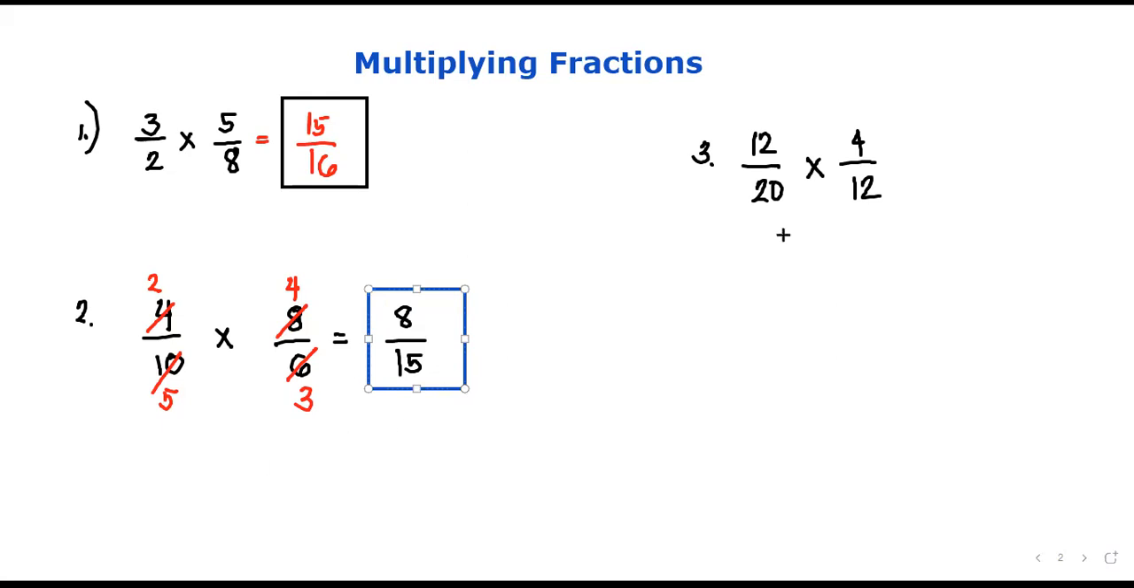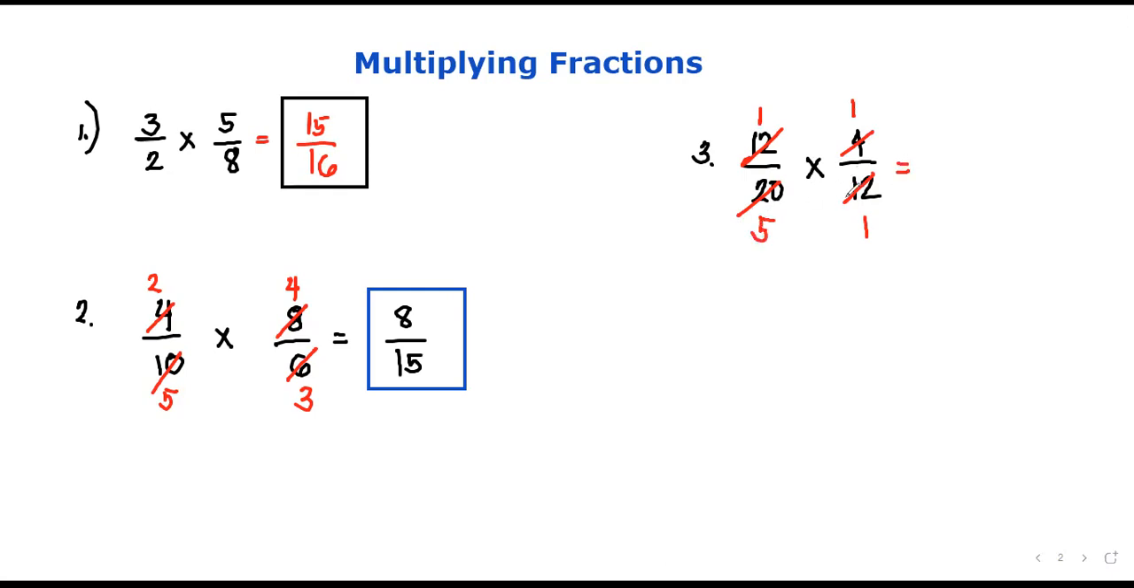Next, for the last example of this set, we have for number 3, 12 over 20 times 4 twelfths. Again, you can pair. Let's try canceling out first 12 and 12. This one cancels out, so what's left is 1, of course. And if we cancel out 20 and 4, the GCF is 4. So 4 becomes 1, and 20 becomes 5. That is 20 divided by 4.